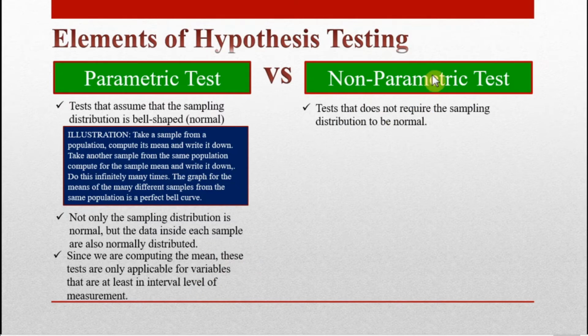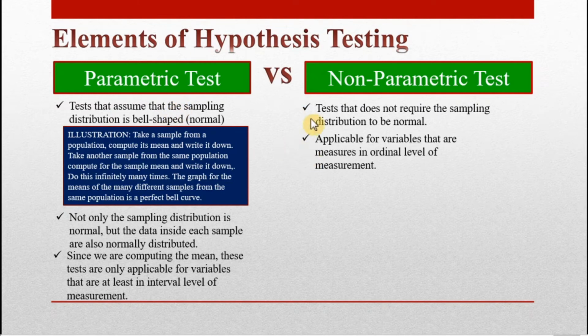Non-parametric tests are alternative tests if we are not able to meet the assumptions for doing a parametric test. For example, the sampling distribution is not normal, or we are working on variables that are not numerical. Normally, we are talking about ordinal variables for a non-parametric test.